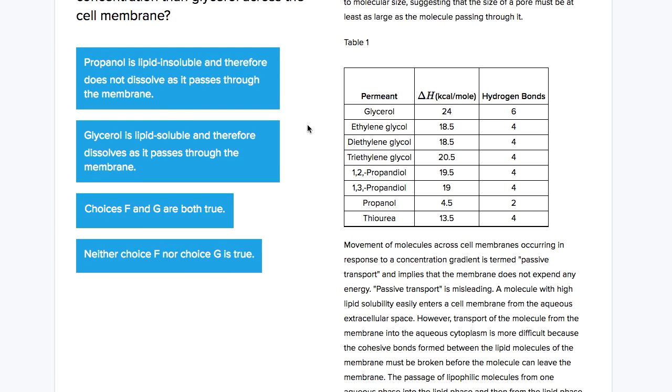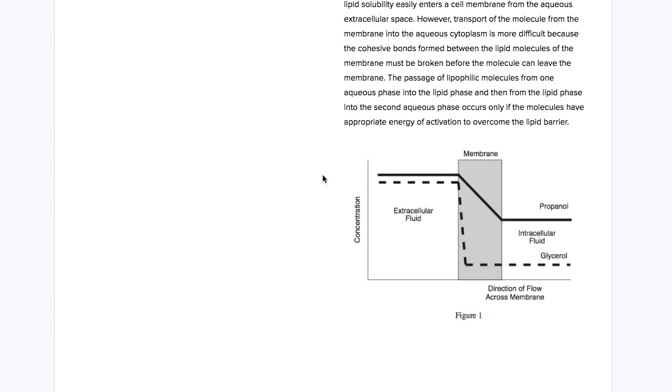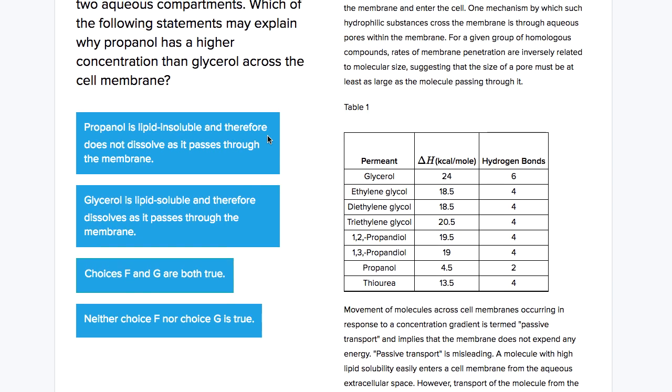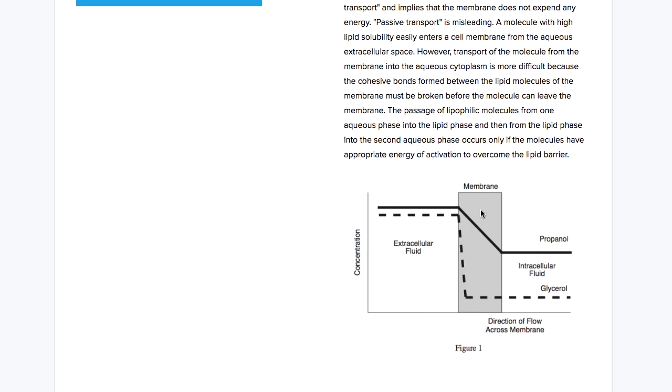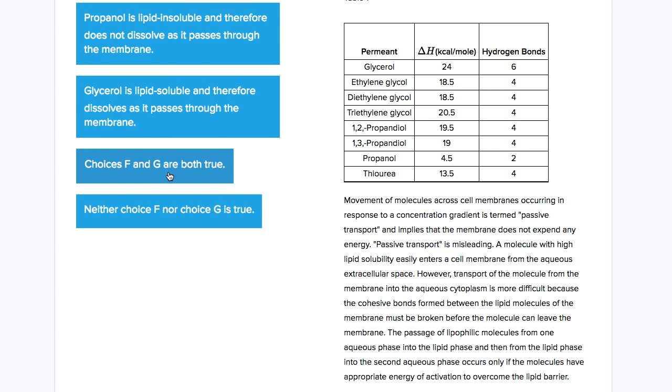Well, it would be kind of safe to choose G because we have that information in the passage, but it also follows that if G is true, then F is probably true, and we're being asked what may explain it. So if propanol didn't dissolve in the membrane, it follows that it would still have a higher concentration once it passes through. And likewise, if glycerol does dissolve in the membrane, it follows that it would have a lower concentration when it passes through. So I'm going to choose that both are true.